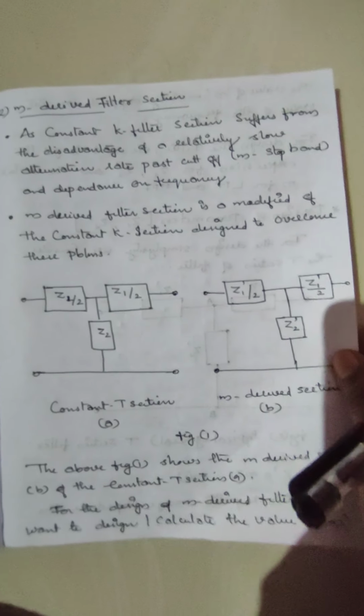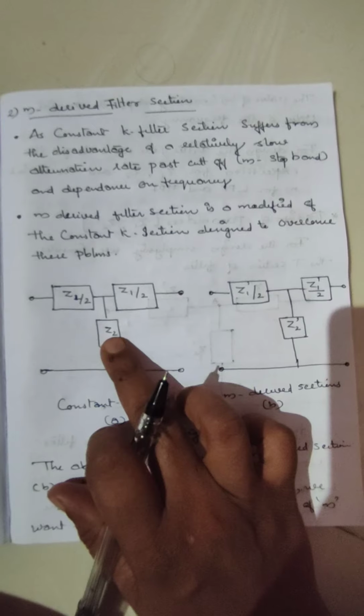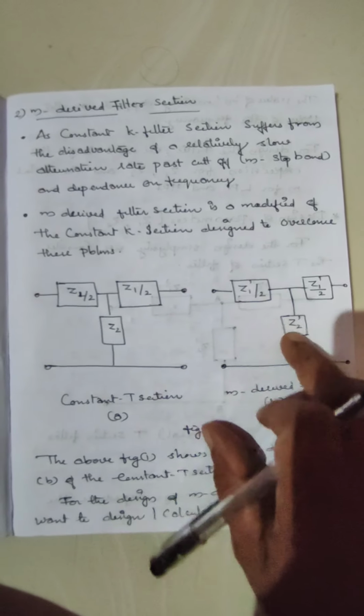So here in the derived filter section, we mainly design the values of z1 dash and z2 dash.